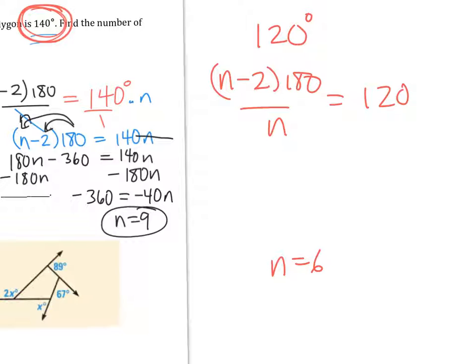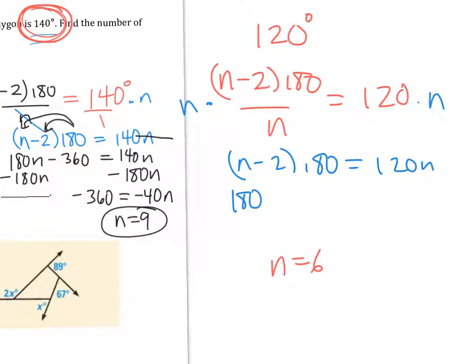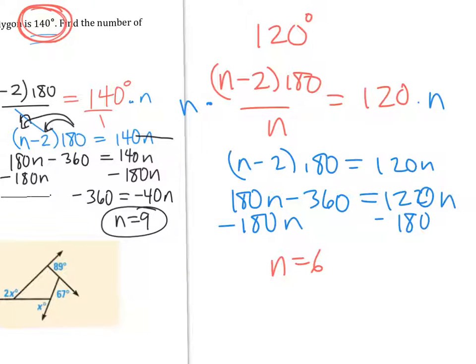Solve for n. All right, so we multiply both sides by n. n minus 2 times 180 equals 120n. That's 180n minus 360 equals 120n. Okay, subtract the 180n. And you should get negative 360 equals negative 60n. Divide by the negative 60 and you should get 6. Anybody have problems with that?